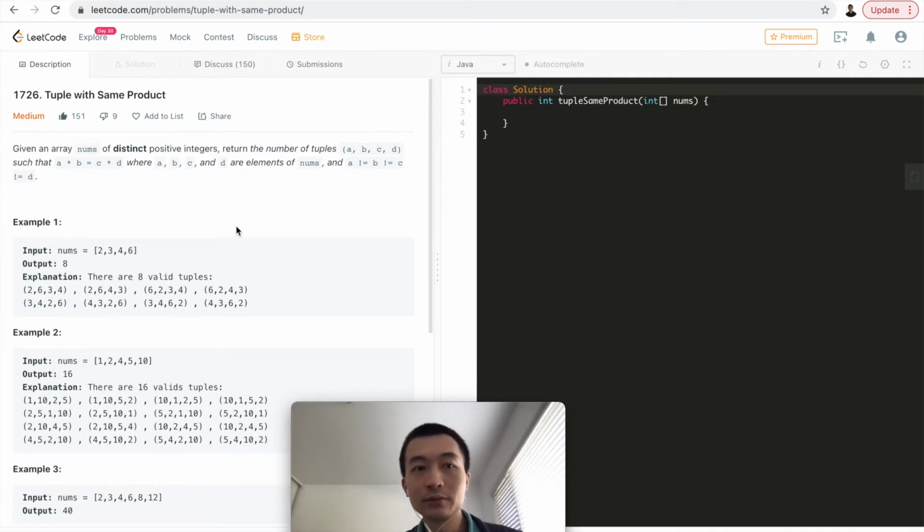Today let's go through one LeetCode problem, 1726, Tuple with the Same Product. Let's take a look at the problem first.